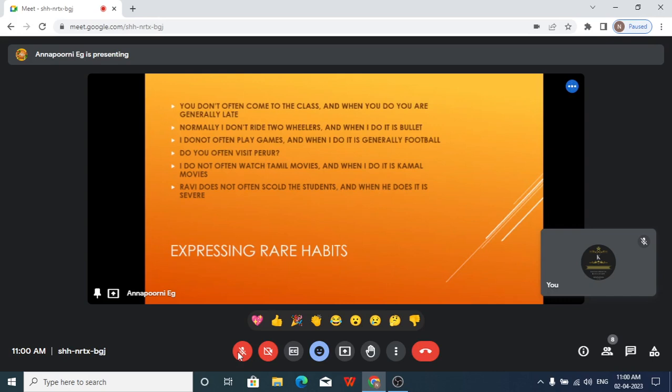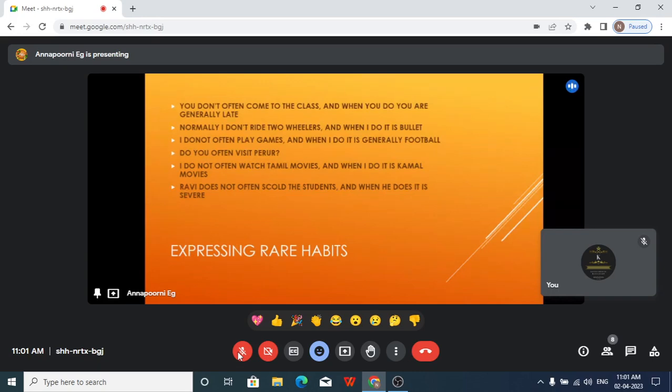Okay. So, you don't often come to the class, and when you do, you are generally late. So here the teacher is telling, imagine that a student has come late to the class, and the teacher is now telling, you don't often come to the class. It means coming often means coming regularly. Okay, often, opposite, rare. Often is a word which means that you come regularly or you do something regularly. We can also say frequently. Okay, she comes to the school frequently, or she comes to the school regularly. Okay, so often means regular.